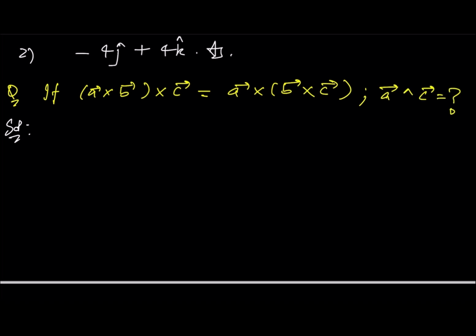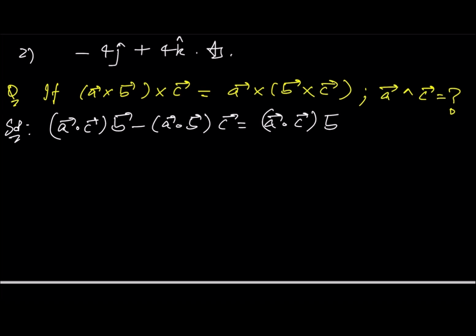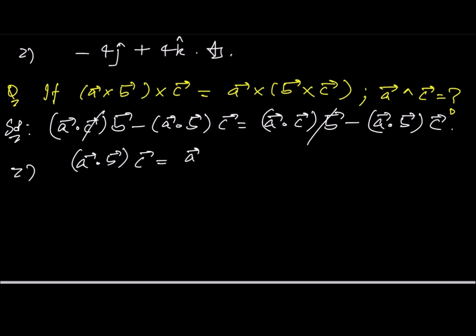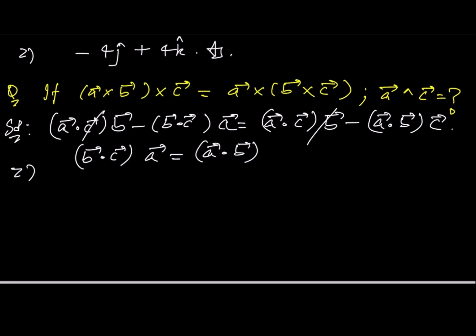Again, if I am expanding this, I will write (A dot C) times B minus (A dot B) times C is equal to (A dot C) times B minus (A dot B) times C. So A dot C times B and A dot C times B cancel out. So this will be (A dot B) times C is equal to, sorry, this is (B dot C) times A. This will be (B dot C) times A is equal to (A dot B) times C.